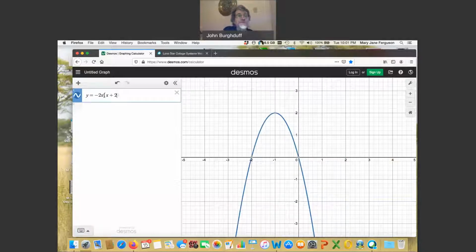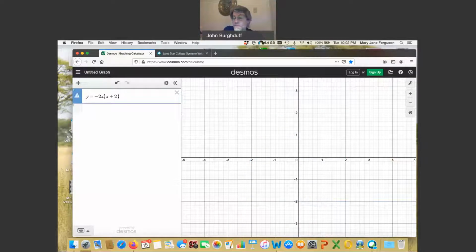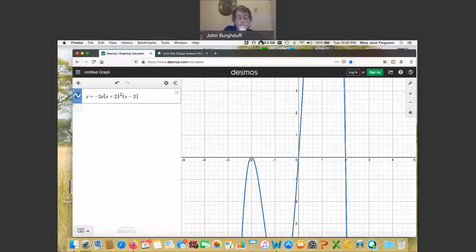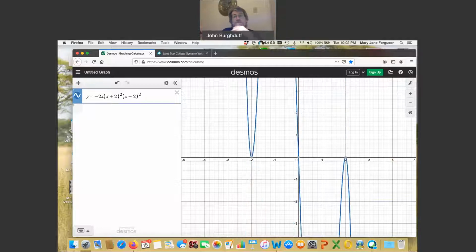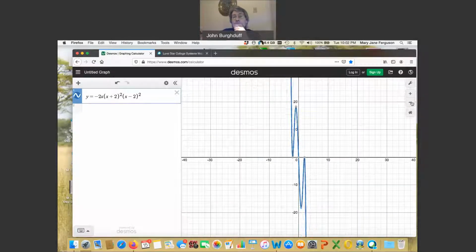It's kind of fun to watch these evolve. Squared, times x minus 2 squared. And we have one more exponent to put in. There. Okay. And I'm going to need to zoom out a little bit so I can see the high and low points of this graph. Pretty high up and pretty low down.